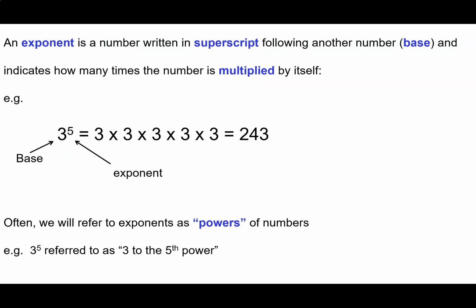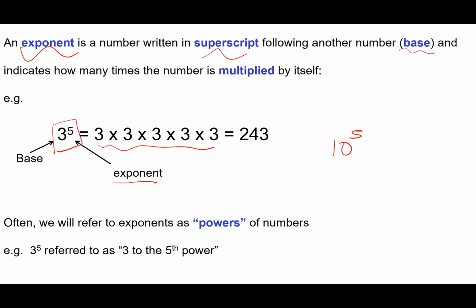So an exponent is just a number that's written in a superscript following that number, and that other number is often referred to as the base. So if I write something like this, 3 to the power of 5, the base is 3 and the exponent is 5. And the exponent just indicates how many times that number is multiplied by itself. Now, in scientific notation, we're always dealing with terms where the base is 10, and then perhaps the exponent is a positive number.